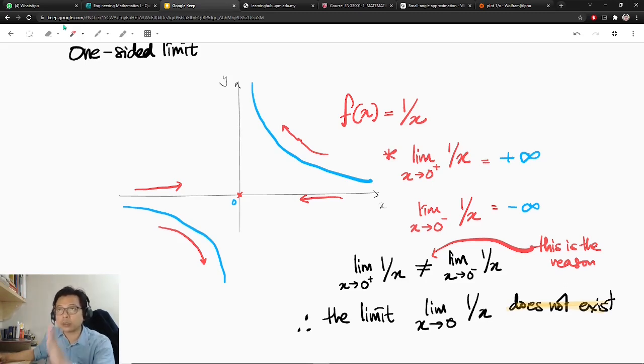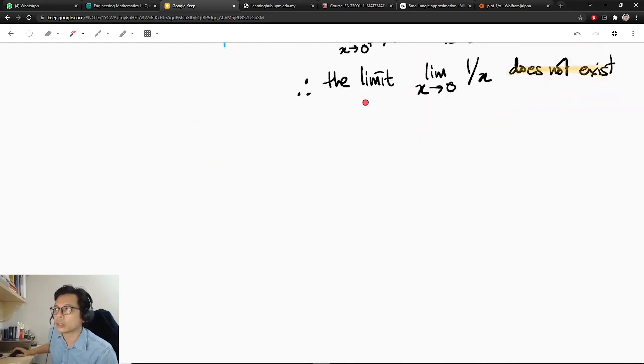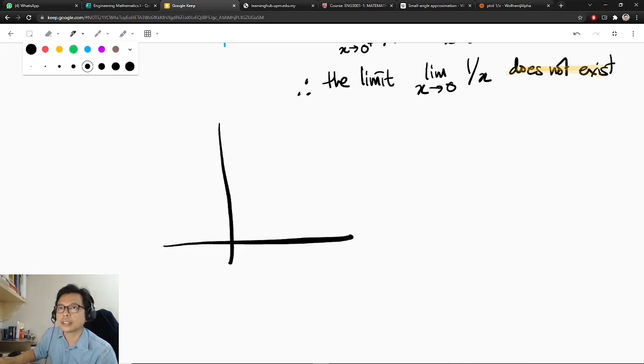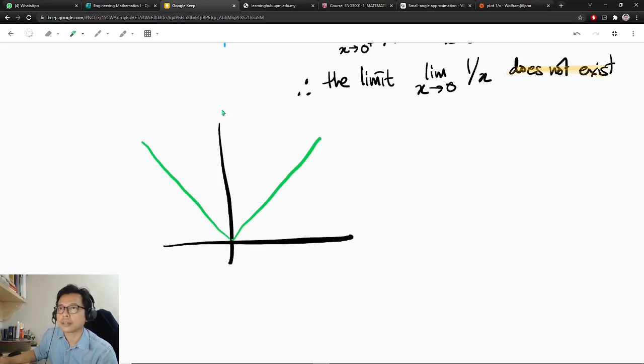So this is a case where it doesn't exist. Let me show you another case, and I want you to decide. I want to show you a function. I'm just going to sketch it here. The function is like this: straight line there, straight line there. So this is y, this is x. This is the function. I'm going to name this function h of x.